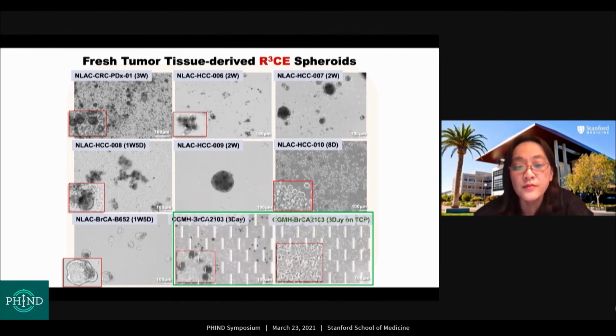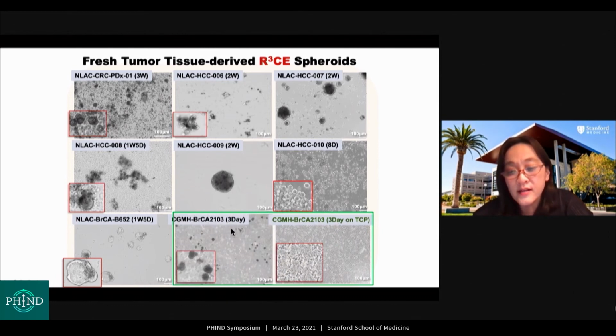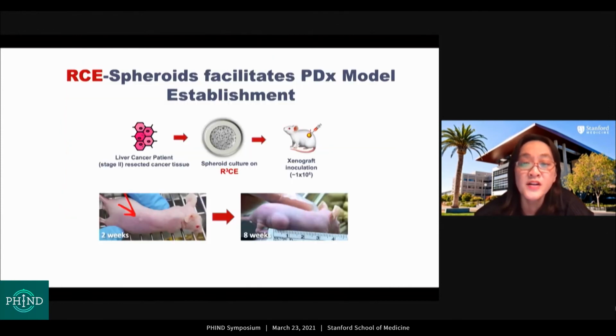And as a control, for example, in this breast cancer case, within 3 days we see the spheroid form on the RCE plate. But as opposed to that, there's nothing on the TCP other than some cell debris. So this actually shows some good, successful results from RCE.